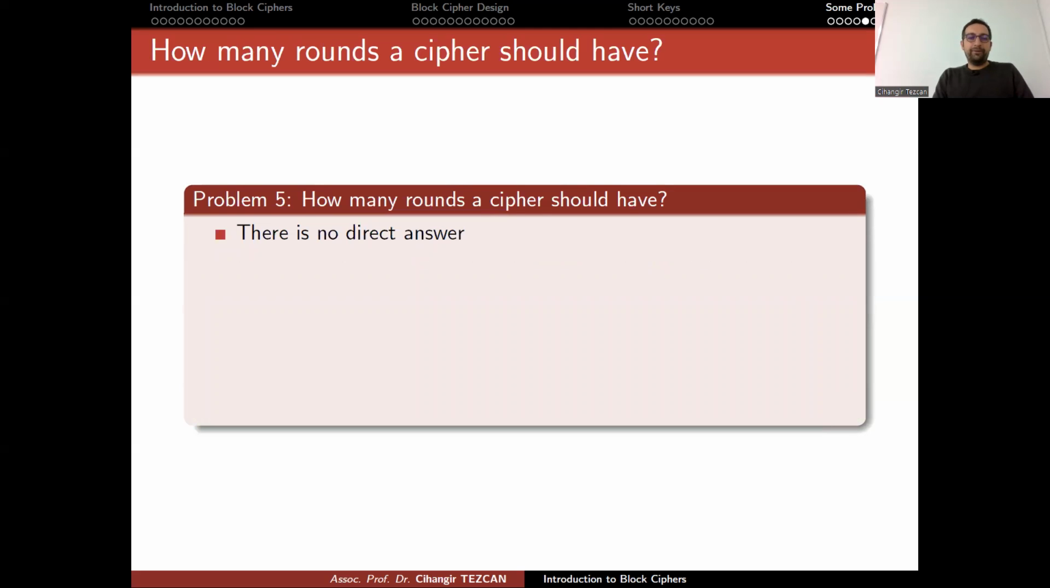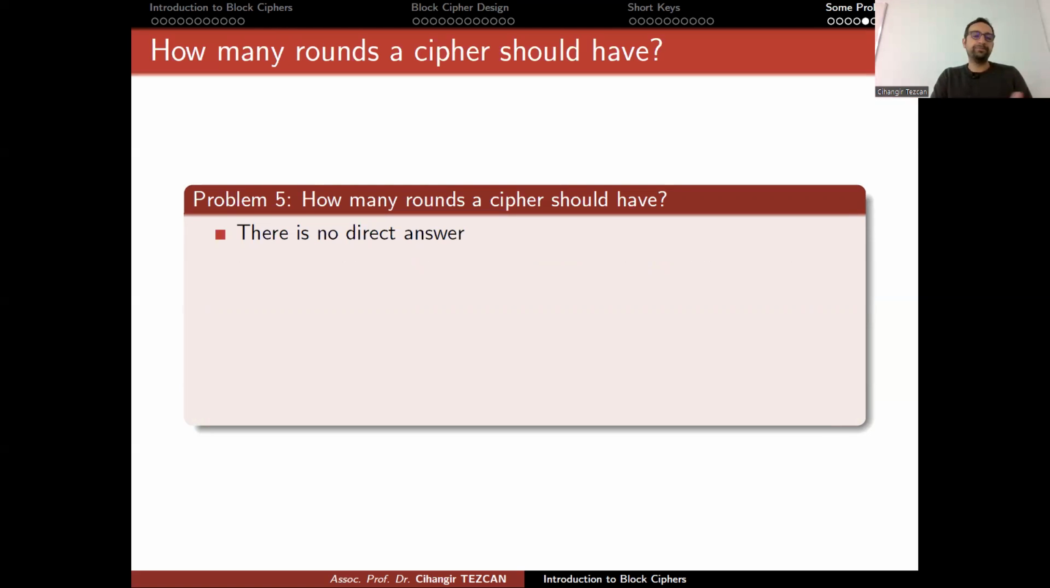So the fifth problem is about the design. I told you that we design a round and then repeat it many times, but the question is how many rounds a cipher should have, right? For instance, DES had 16 rounds and we broke it. If it were 32 rounds, nobody would be able to break it, most probably. In terms of differential cryptanalysis, I mean, not the key length.